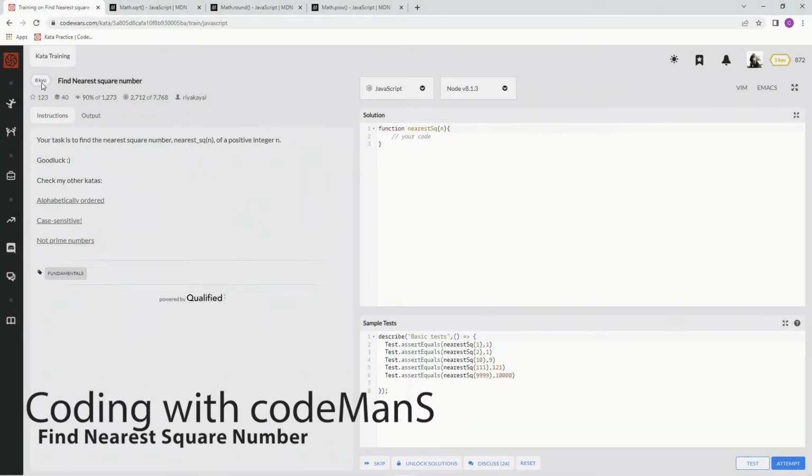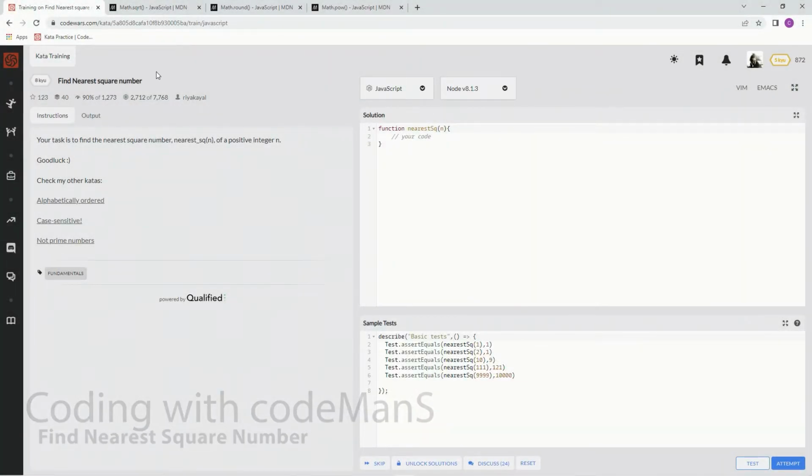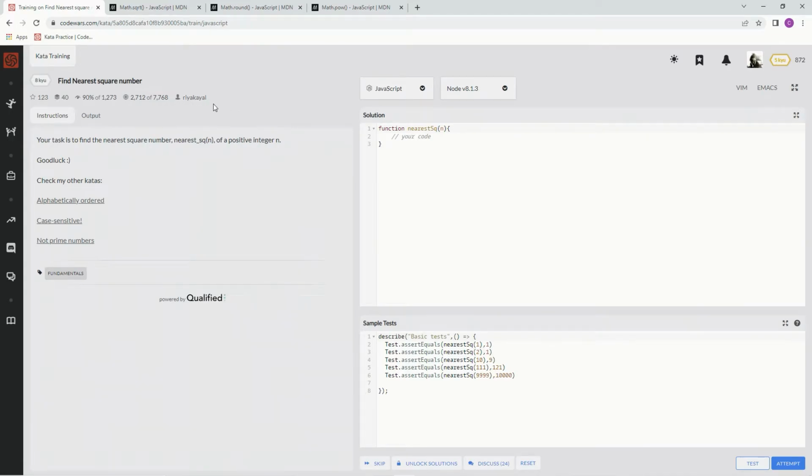All right, now we're doing 8Q, find nearest square number. This is by Ria Kayal, and 90% of the people like it. Our task is to find the nearest square number of a positive integer n. Good luck. All right. So basically, let's say it comes out to 10.